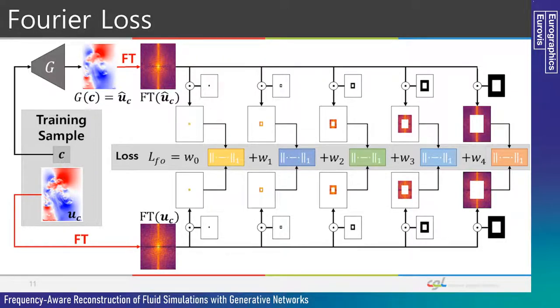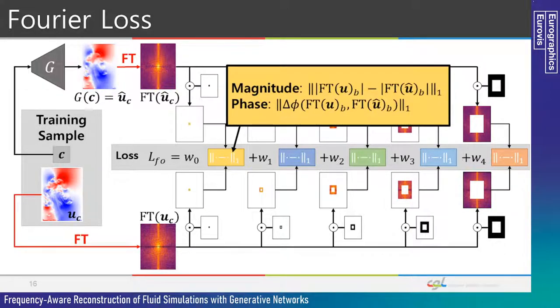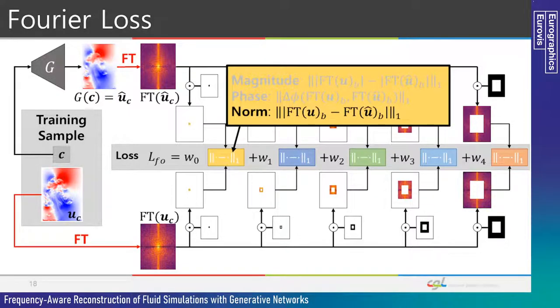For the L1 loss, we have different options. One of them is to use the difference in magnitude, or we could use the difference in phase, but we opted for the last one, the difference in the Fourier domain and then taking the norm, because it intrinsically incorporates the magnitude and the phase.